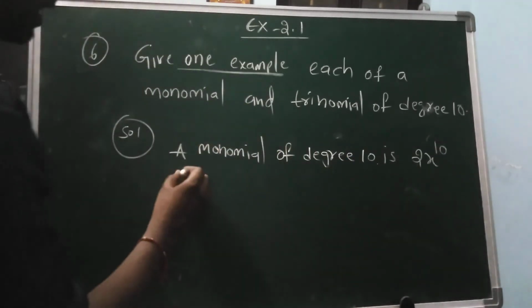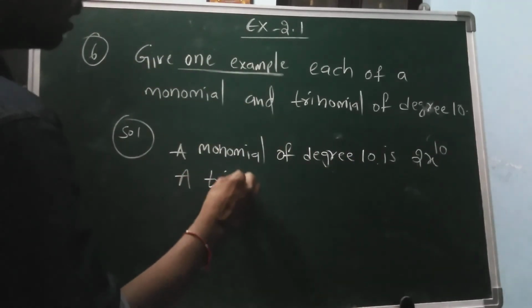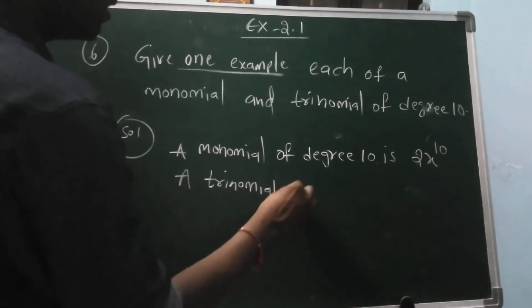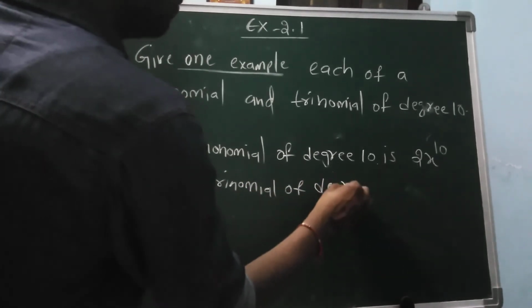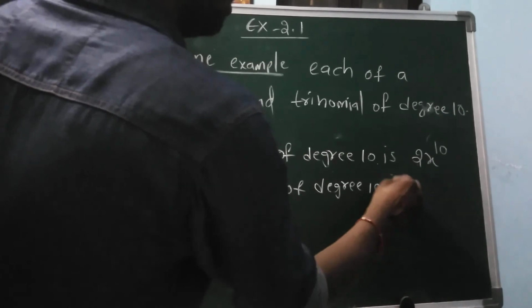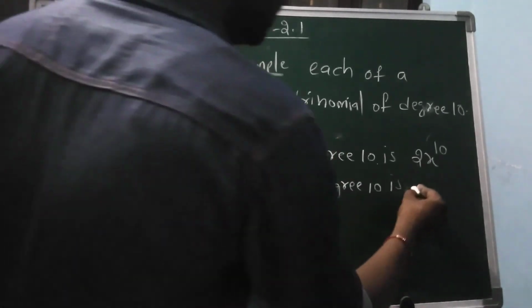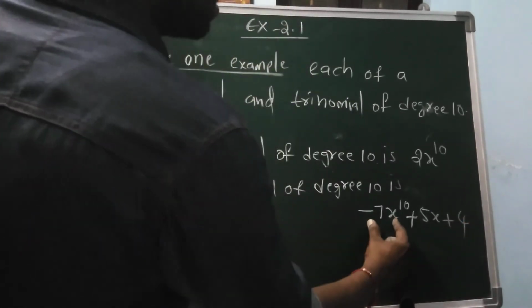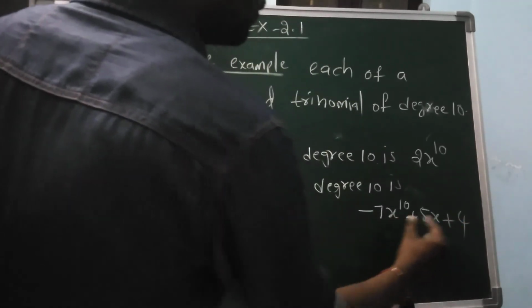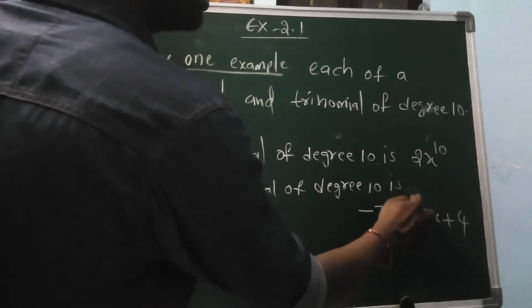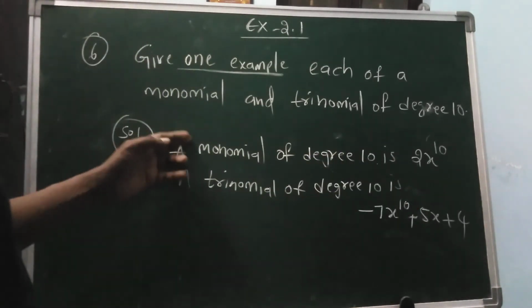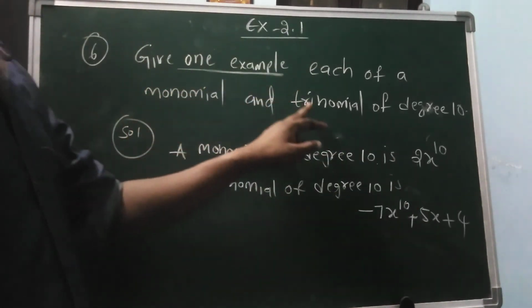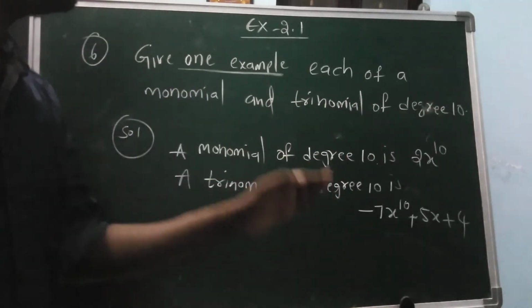Okay. Next, a trinomial of degree 10. They are asking for a trinomial, whatever it may be. Minus x power 10 plus 5x plus 4 is the trinomial. 1, 2, 3: the number of terms here is 3. And the highest degree is 10. So write down any two examples for a monomial and a trinomial of degree 10 like this. Okay.